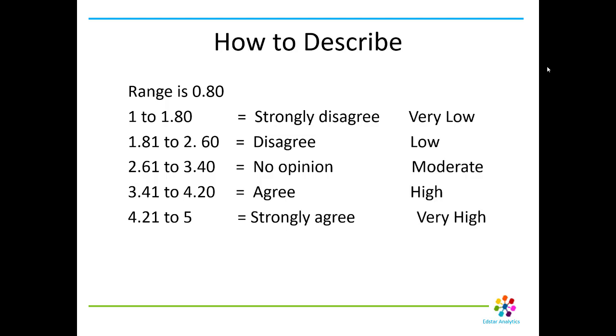Now, how do you describe your results? To describe your results, we can describe anything that came out in the range from 1 to 1.80 as very low agreement. And then in this range, we'll describe that as low agreement, moderate agreement, high agreement, and very high agreement.